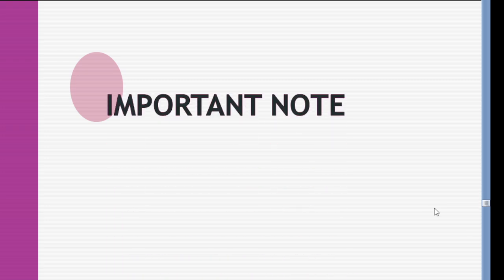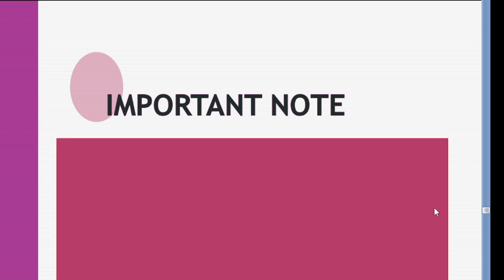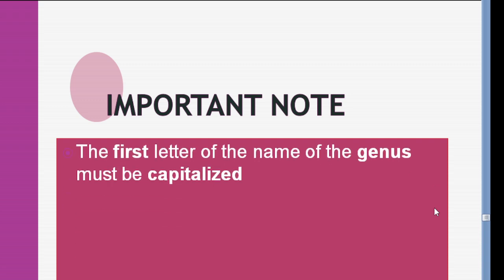Okay, so according to this inscription, we have a number of rules or notes to respect. The first one is concerning the genus. So the genus, which must be in the first position, must have its first letter in capital letter. The first letter must be capitalized. I mean, la lettre, elle doit être en majuscule. Okay, this is for the genus, which is in the first position.